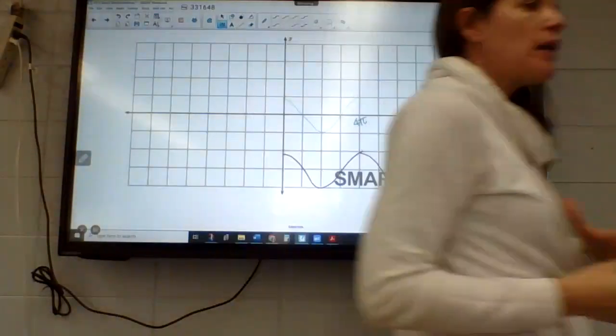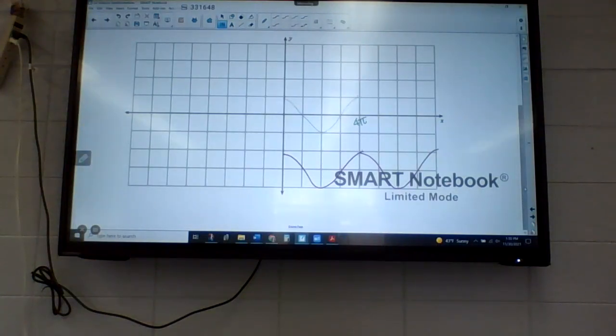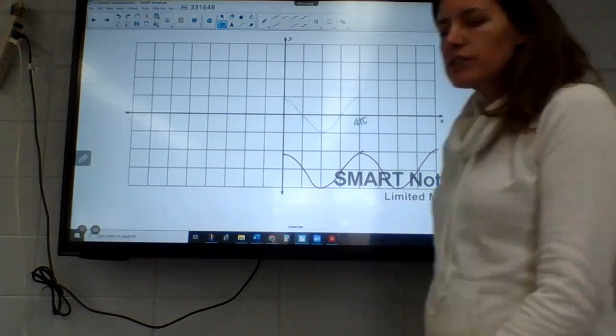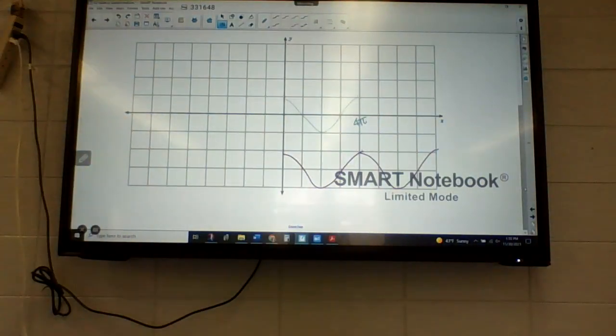Now our last one that we're finishing with here today moves left and right and up and down, and the amplitude changes. I believe the period changes as well. So there's a lot going on with this last one. So kind of throwing everything at you at once here. That's fine.